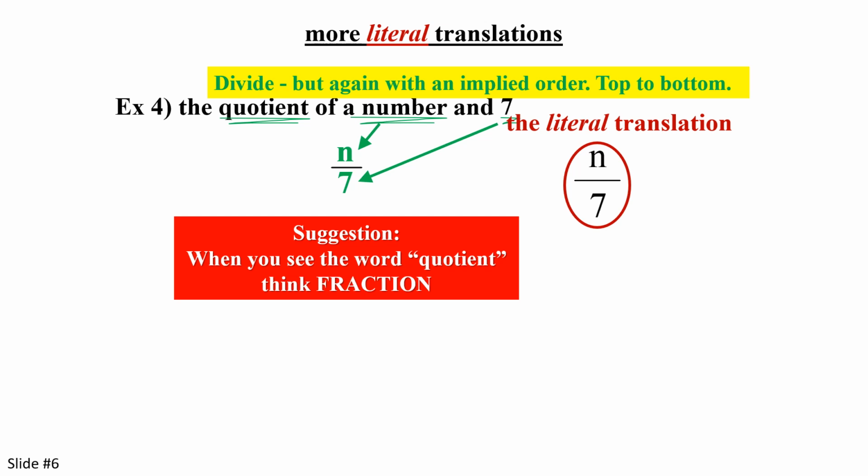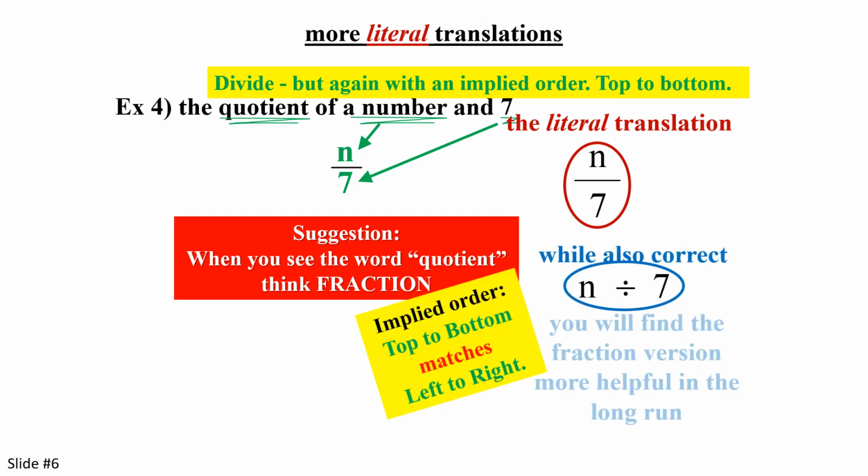N is the numerator, 7 is the denominator. While also correct, N divided by 7, see the implied order, top to bottom, left to right, matches. You'll find that the fraction version is more helpful in the long run. Both versions are correct literal translations, but again, you'll find the fraction is more helpful in the long run when you've got bigger problems.